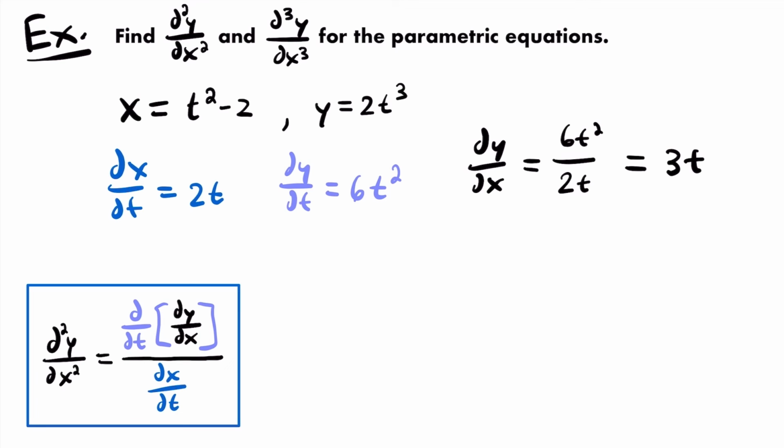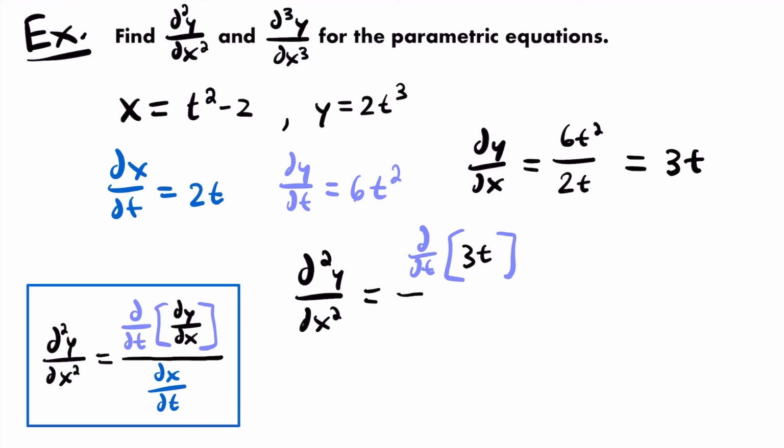derivative. The second derivative, d squared y divided by dx squared, is equal to d dt, or the derivative with respect to t, of that first derivative that we just found, which is 3t. So we'll take the derivative with respect to t of 3t, and that's going to be divided by dx dt, which we found earlier, is still 2t. So we'll have 2t.